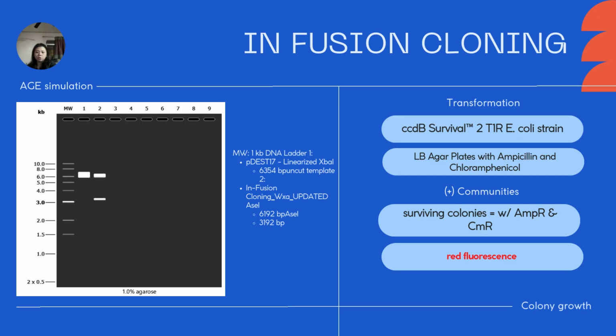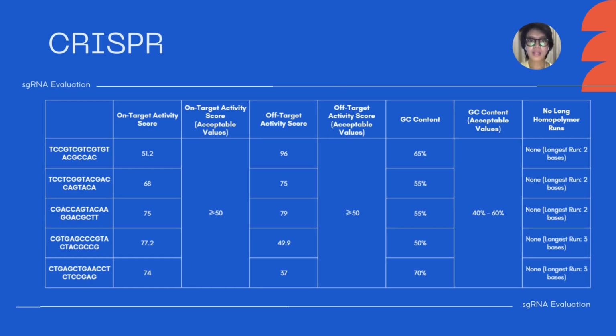Restriction digestion produced two bands at 6,192 base pairs and 3,192 base pairs for the vector and insert respectively, suggesting the successful assembly. Colony growth on the selective plates and the visible red fluorescence from mCherry further confirmed the insert was incorporated and expressed. The study identified candidate sgRNAs by scanning the target sequence for PAMs recognized by the SpCas9.